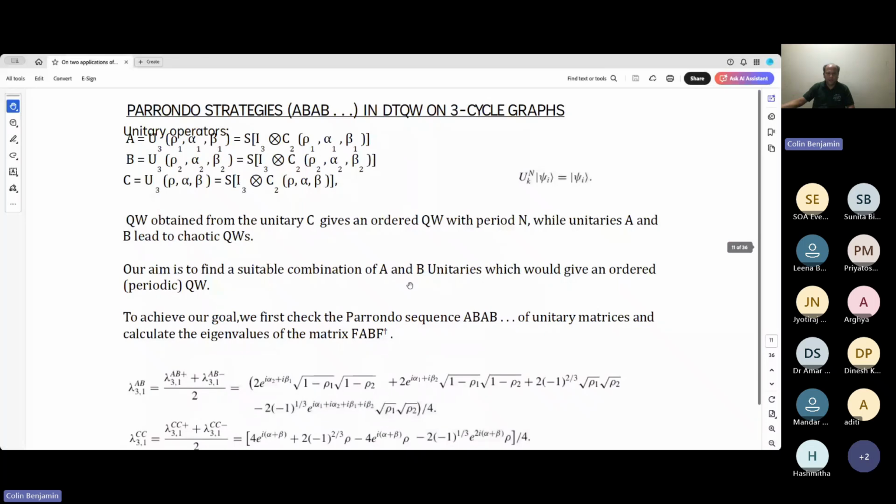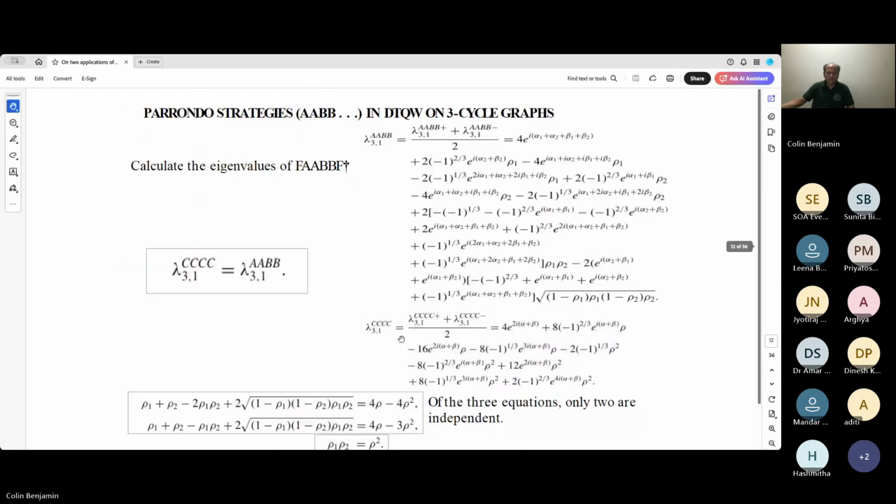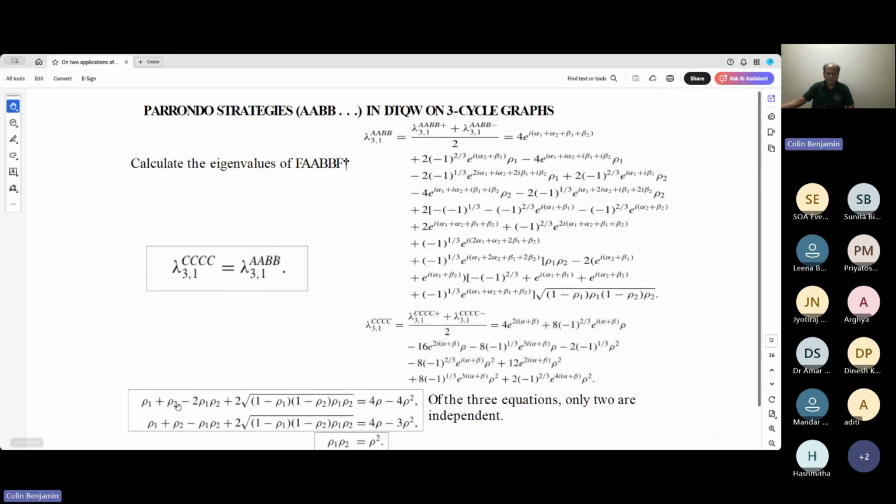So if I solve, I find that depending upon my A and B values, either I'll get a trivial solution or a non-trivial solution. A trivial solution is one where A is B, so I get back to where I am from. So that's not a proper solution. So I have to find a non-trivial solution where A is not equal to B, which gives me a periodic quantum walk. And you do the calculation. There's a little bit of math involved, but it is very straightforward. And you can find the angles by solving these equations here for the amplitude.